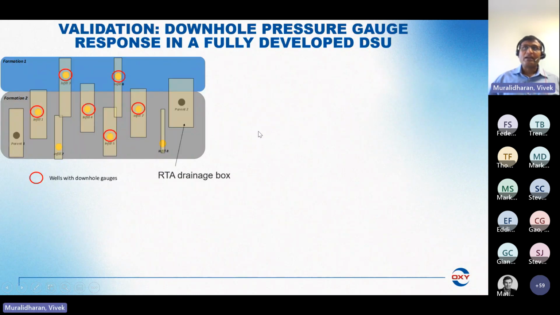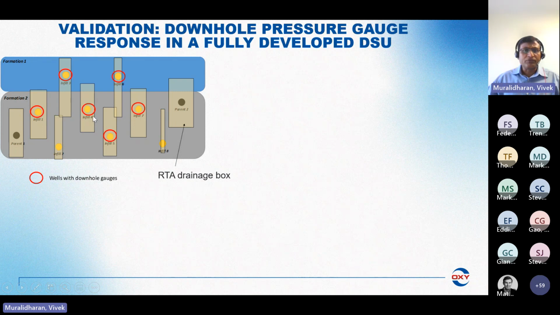So the validation for this one: we have a fully developed DSU where we put a lot of downhole pressure gauges, and we did a lot of staggered flowback to understand the SRV connection early on. Here I'm showing you all the red circles. Those are the wells with downhole gauges, and we did a staggered flowback to understand the impact of one well interfering with the other well.